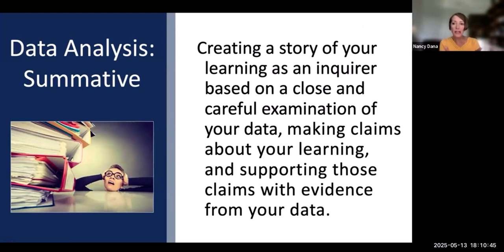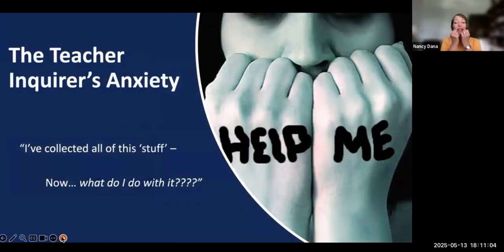But you can see in this picture that I selected to put on this slide, it can be overwhelming to teacher inquirers after they've engaged in a cycle of inquiry and they've collected data over time to sort of know, like, okay, what do I do with it when I get to the summative data analysis process? And you might feel some anxiety, like, help me, I've collected all this stuff. Now, what do I do? So have no fear. That is what this video is all about.